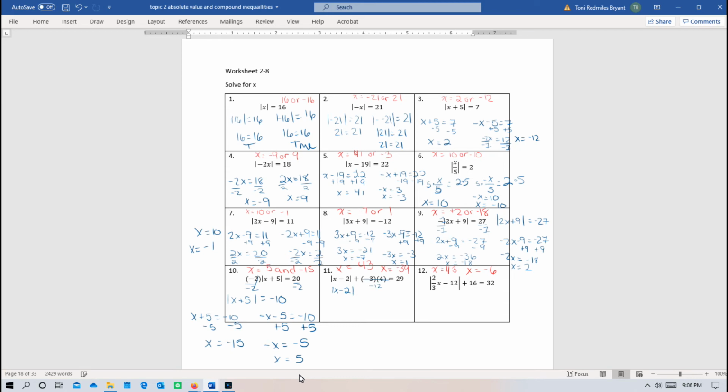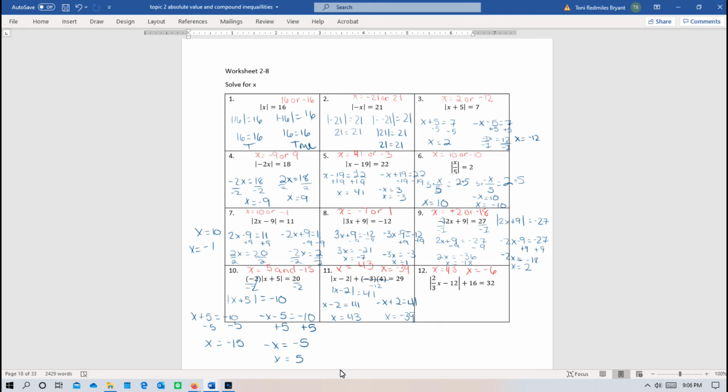That becomes a negative 12. Going to add it on the other side, which is going to give me a 41. Now I'm going to do x minus 2 equals 41 and negative x plus 2 equals 41, the opposite of what's in the absolute value. Add 2 on both sides, and one of the solutions is 43, and on the other side it's going to be a negative 39.